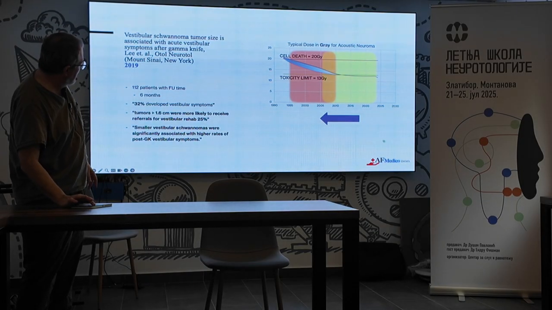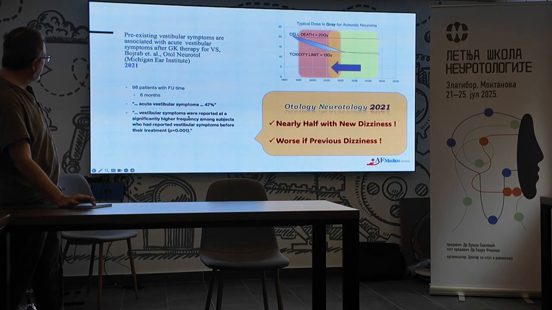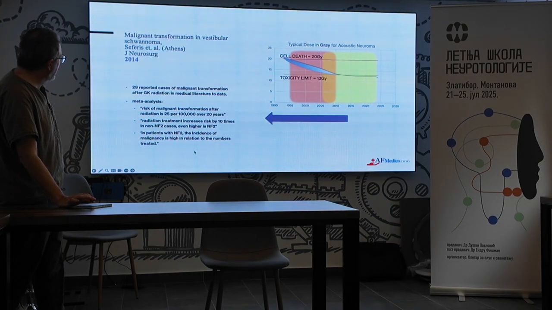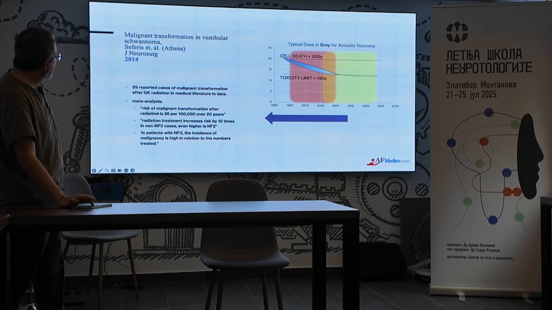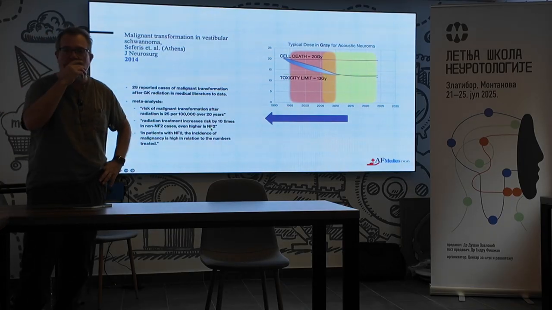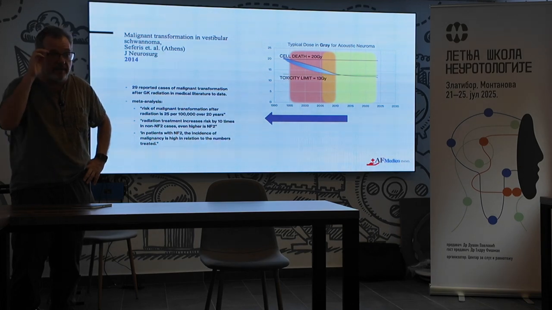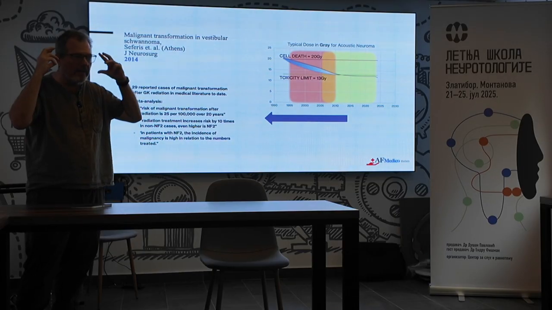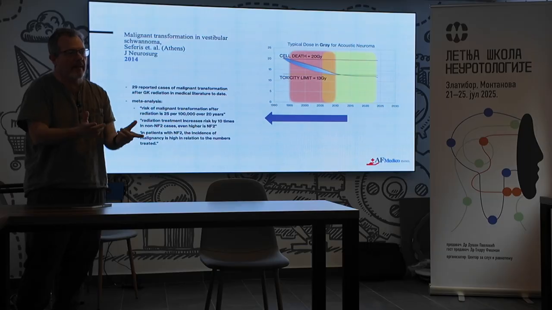Now let's look, what is the long-term outcome also? Well, here, acute vestibular symptoms, 100 patients, 47%, nearly half with new dizziness. In otology, worse if they had previous dizziness, okay? So, like I said, dizziness is not often even considered. Look, malignant transformation. This malignant transformation is 25 per 100,000 over 20 years. 10 times in non-NF2 cases. So NF2 cases have 10 times the risk of malignant transformation. And I've had many patients that I've treated who had Gamma knife as children, who had NF2, and then they have malignant meningiomas surrounding the area of the Gamma knife.